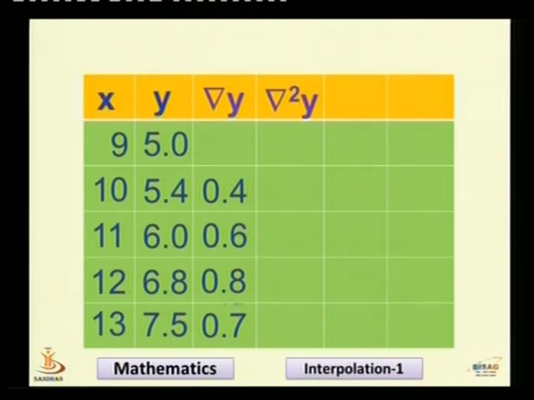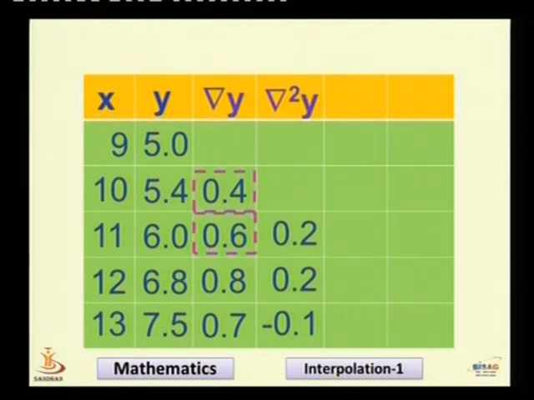Now, next let us evaluate nebla square y. In the same way, nebla square at the last point, that is y5, is given by 0.7 minus 0.8, which will give you minus 0.1. Nebla square at y4 will be 0.8 minus 0.6, which will give you 0.2. Nebla square at the third point y3 is 0.6 minus 0.4, that is 0.2.